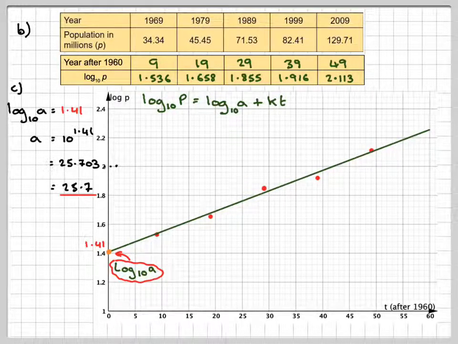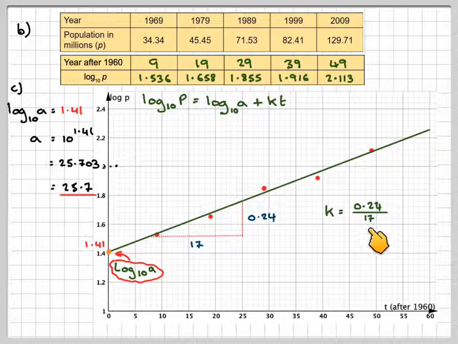We also, the k is represented by the gradient of this line. Remember, y is equal to mx plus c. So taking some convenient points, so I'm going to take this point here to here, which is 17, read carefully off the scale, and this point here is 0.24, reading carefully off the scale here, and then the gradient is the vertical distance divided by the horizontal distance, which is 0.24 divided by 17, which is equal to 0.0141 to three significant figures.